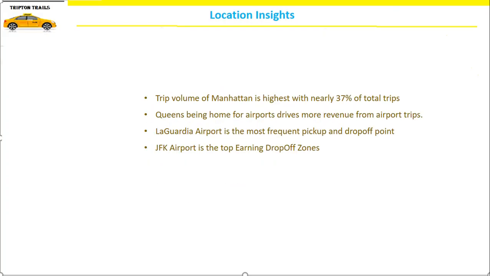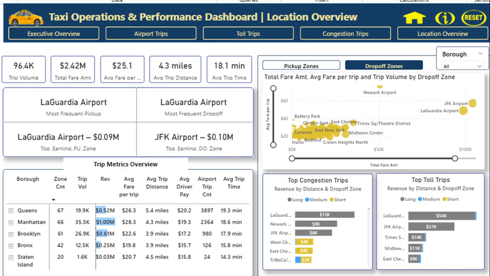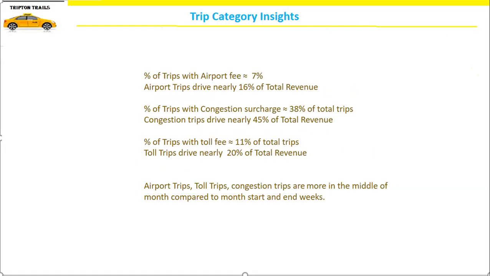So when I go to location insights, the trip volume of Manhattan is highest, with nearly 37% of total trips. Queens, being home to the airports, drives more revenue from airport trips. LaGuardia Airport is the most frequent pickup and drop-off point, and JFK Airport is the top earning drop-off zone. To check more about the locations, if you give the borough, you will get the most frequent pickup and drop-off zones, and the most earning pickup and drop-off zones, in that borough. So here in filters you get those insights easily.